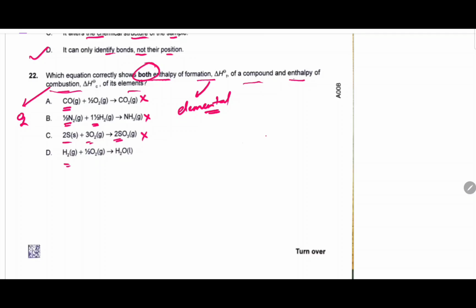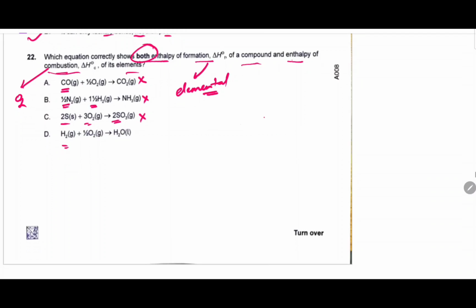Now the next option is hydrogen, whose elemental state is gas, oxygen's elemental state is gas, and water's compound state is liquid, standard state is liquid. Hence option D shows combustion of hydrogen as well as formation of water from its elements in their elemental state. Therefore the correct answer is D.